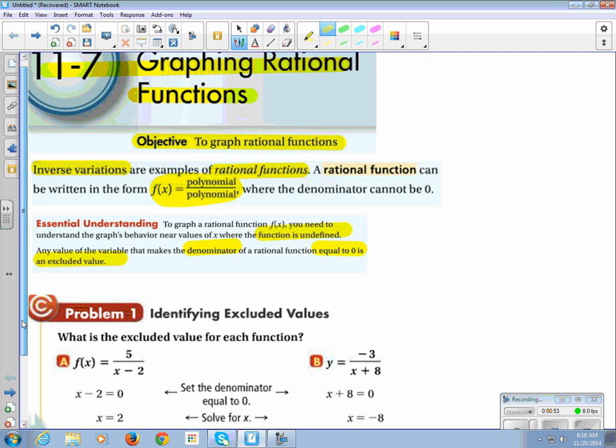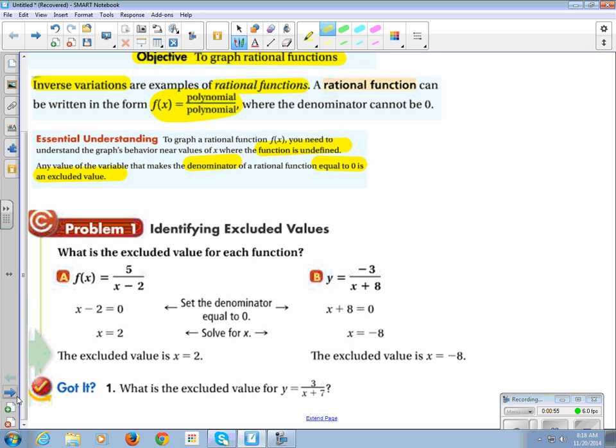Zombie apocalypse. Running, sweaty, terrible, getting eaten by zombies. No denominators equal to 0.